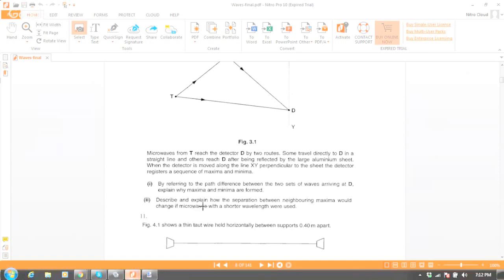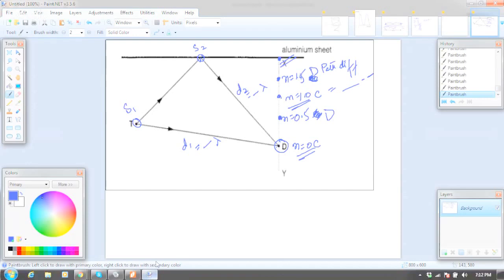Coming to the second part, describe and explain how the separation between the neighboring maxima and minima would change if the microwaves with the shorter wavelength are used. So there is one equation, x is equal to lambda d by a. That goes for the interference. So now here you know this distance is actually a, and suppose here is first maximum and here is second maximum.